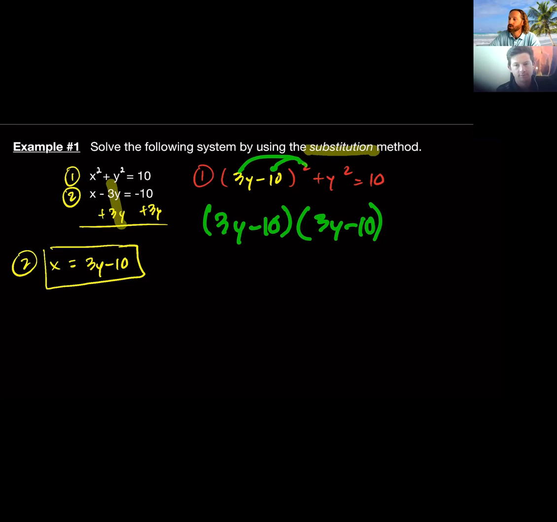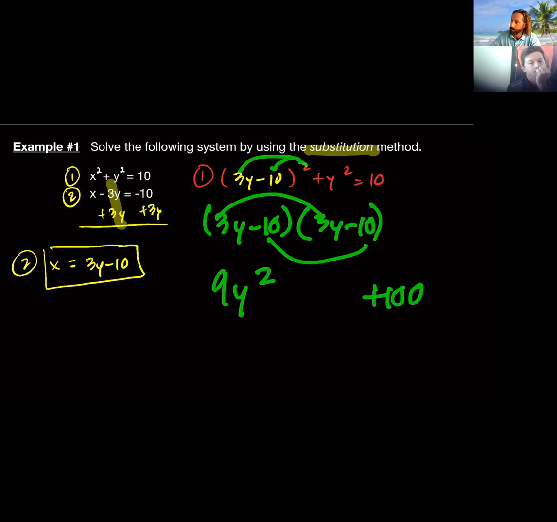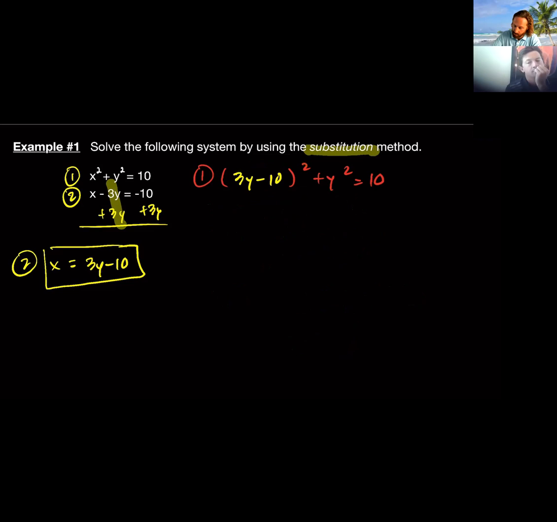Because that's going to give me my 9y squared that you would have gotten. That's going to give me my positive 100 that you would have gotten. But do you see how you're missing the negative 30y there and another negative 30y there? That's what most people miss. And that's a huge mistake, right? So be very careful when squaring these things. Don't just square each piece. If there's more than one piece in there, you have to expand it.